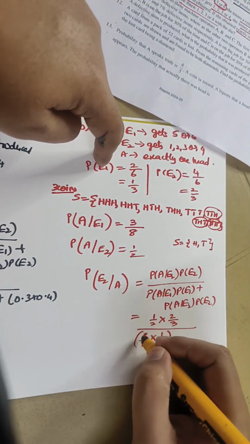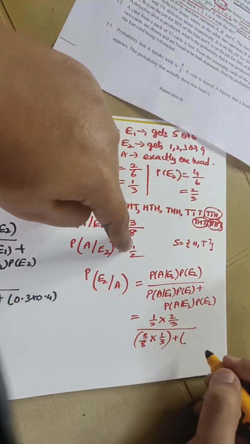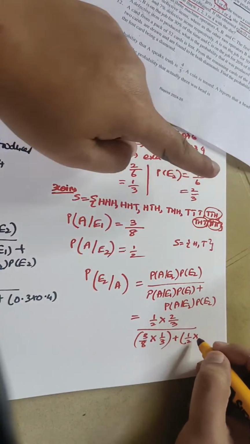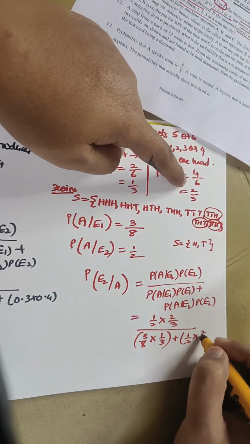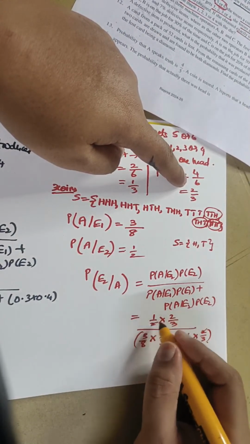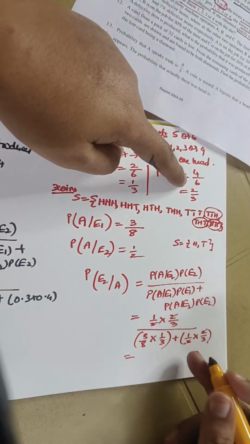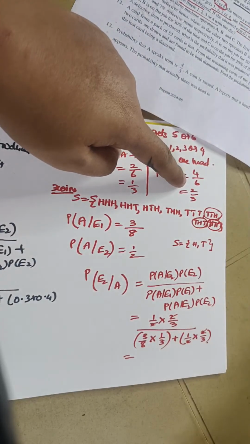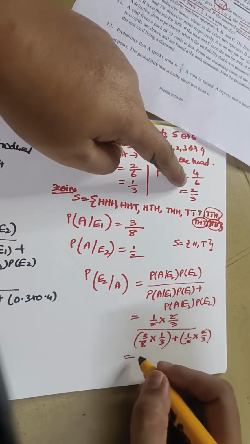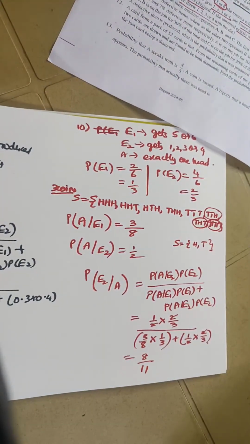You can cancel the 3 if it is easy. P of A slash E2 is 1 by 2, P of E2 is 2 by 3. Okay, we can cancel the 2's. Numerator I have 1 by 3. Denominator I have 1 by 8 plus 1 by 3. Taking the LCMs, cancelling the terms, the final answer is 8 by 11. Okay.